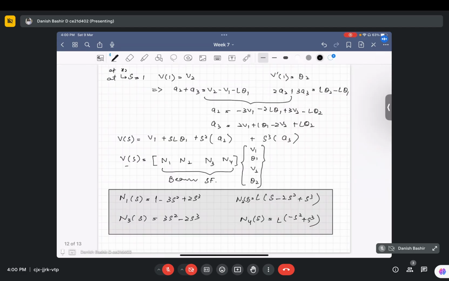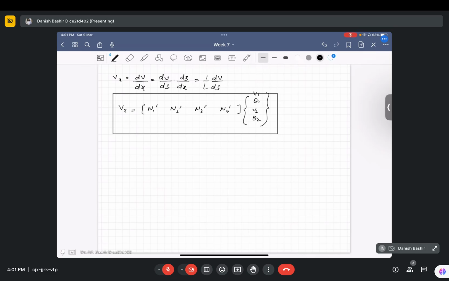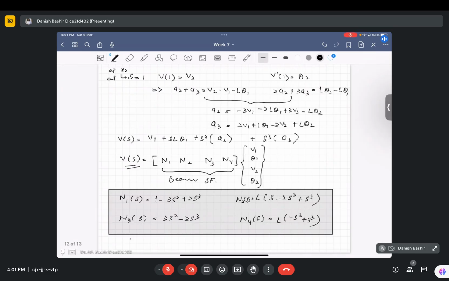So now you have to differentiate this with respect to s. That is the shape function you have to differentiate. So you will get your rotation theta, which is v', equal to 1 by L times minus 6s plus 6s square. Sorry, I will write it in a very simple form. You will get this to be equal to N1', N2', N3', N4' times the nodal vector v1, theta 1, v2, theta 2, and N1', N2' you will get from this.